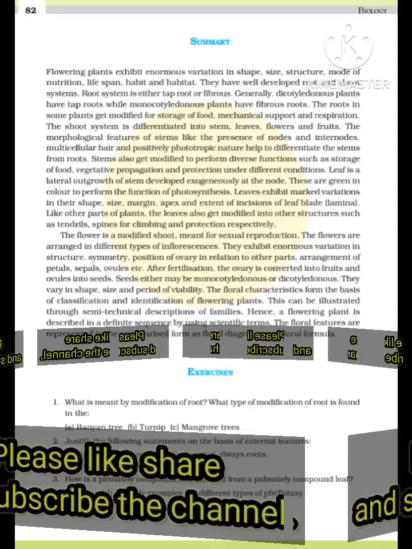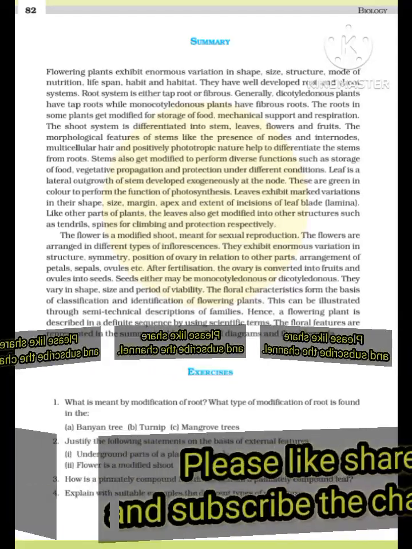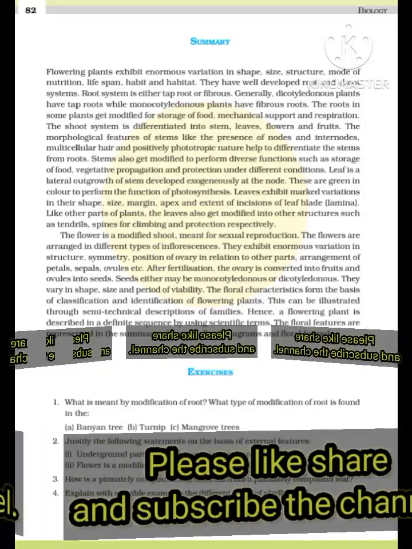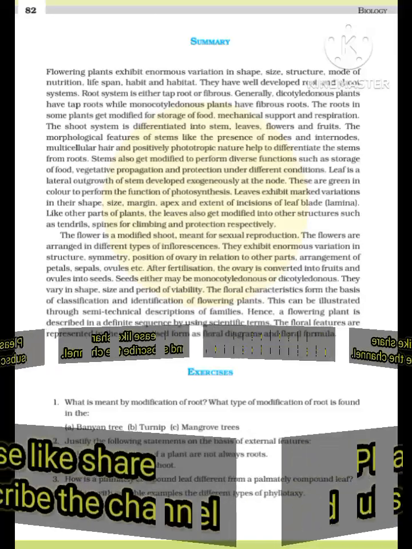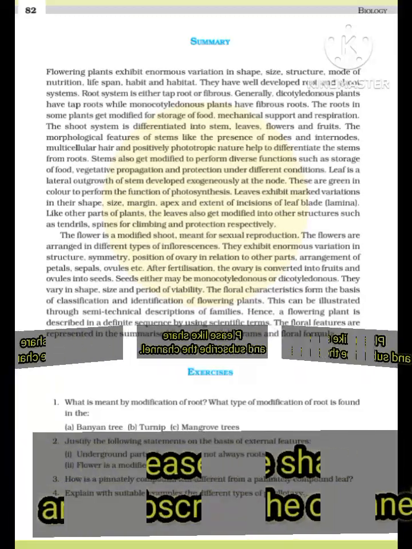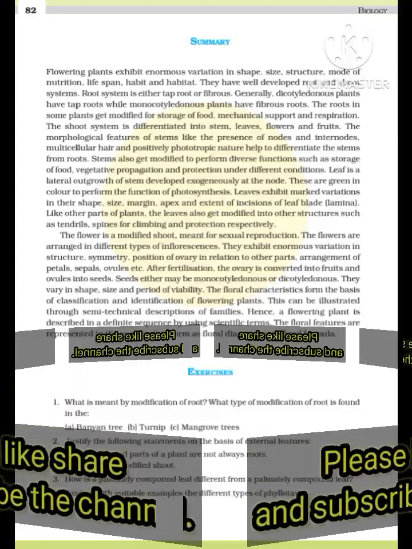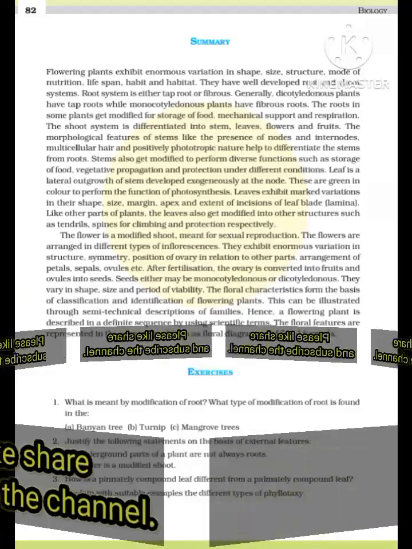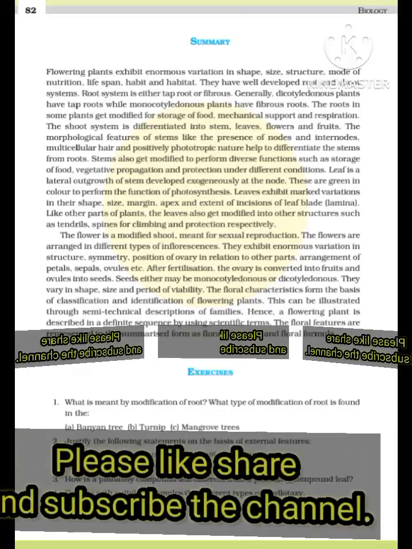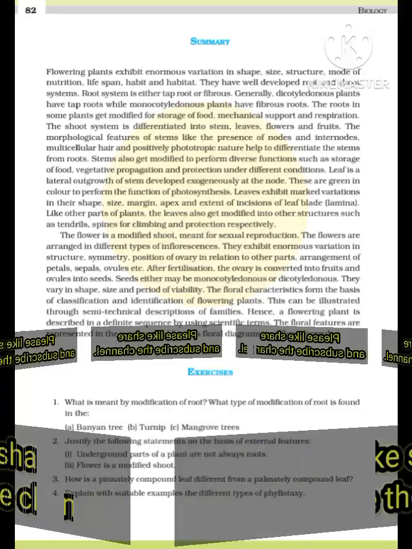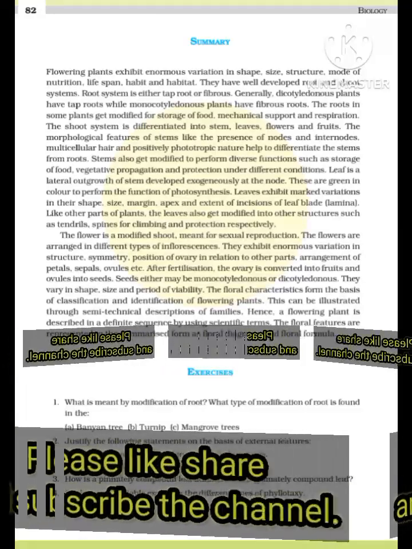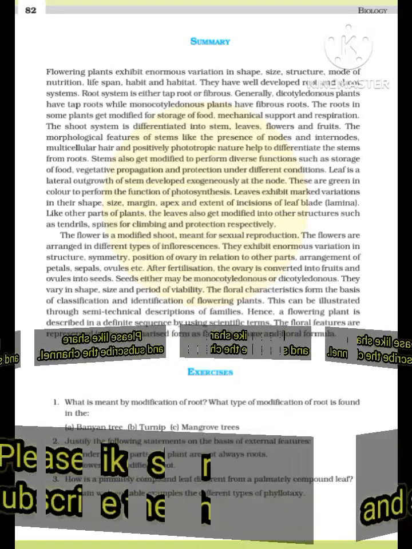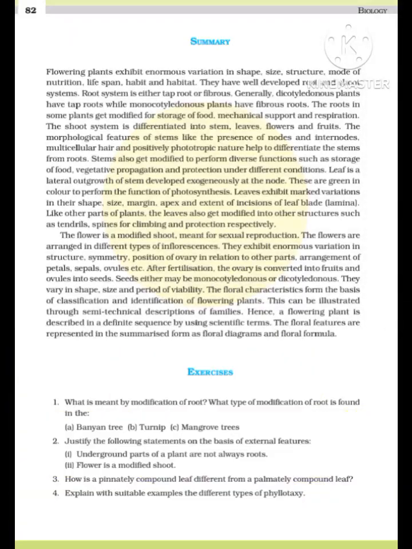Leaves exhibit marked variations in their shape, size, margin, apex, and extent of incisions of leaf blade, lamina. Like other parts of plants, the leaves also get modified into other structures such as tendrils and spines for climbing and protection respectively. The flower is a modified shoot, meant for sexual reproduction. The flowers are arranged in different types of inflorescences. They exhibit enormous variation in structure, symmetry, position of ovary in relation to other parts, arrangement of petals, sepals, ovules, etc.